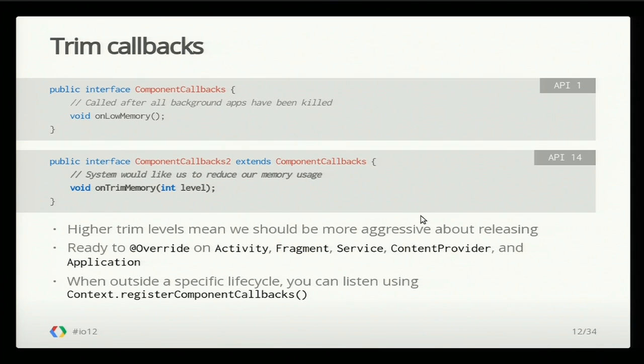So both of these methods, both onLowMemory and onTrimMemory, are ready to override today on Activity, Fragment, Service, ContentProvider, and Application. But if you find yourselves outside of one of those life cycles, you can also implement the interface and call registerComponentCallbacks to use that. So let's actually hook this up in our app that we've been writing today.